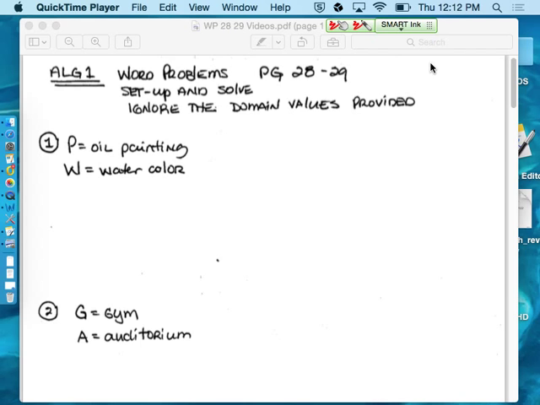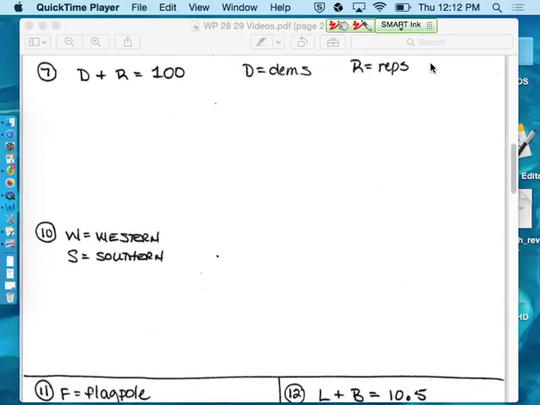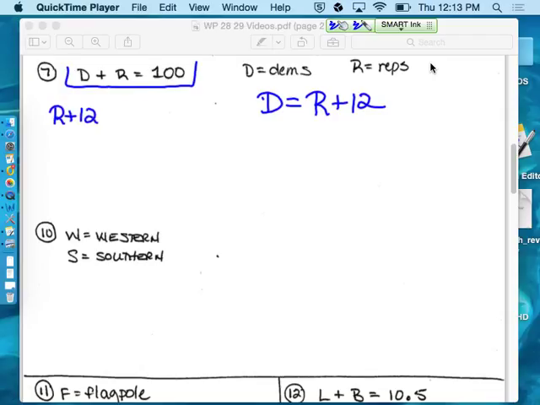Okay, the next problem to do on the video would be number 7, which I set up for you in your notes. And this is referring to Democrats and Republicans. I would have 100 Democrats and Republicans when I add them together. And the problem states that I have 12 more Democrats than Republicans. So I would represent the Democrats as R plus 12. And then I would make a substitution into the equation that I set up right here. I would replace the D with R plus 12. The R would remain as R, equaling 100.